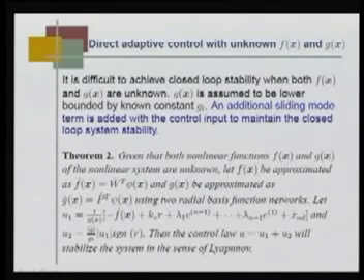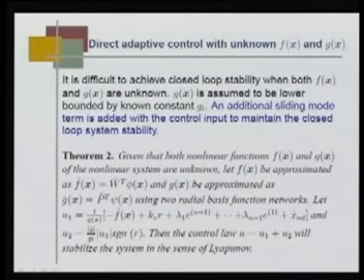Now, consider direct adaptive control with unknown f x as well as unknown g x. It is difficult to achieve closed loop stability when both f x and g x are unknown. G x is assumed to be lower bounded by a known constant g l. An additional sliding mode term is added to the control input to maintain the closed loop system stability.